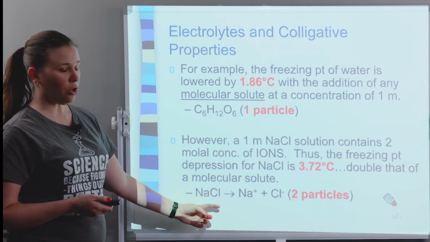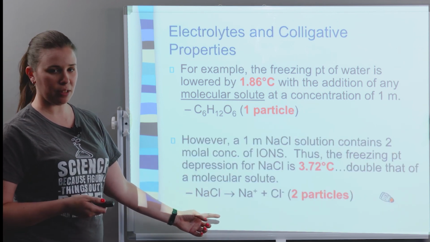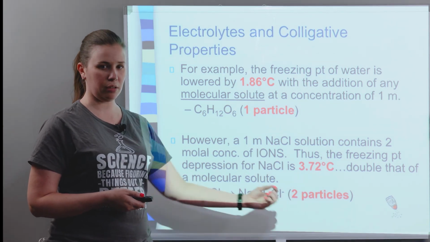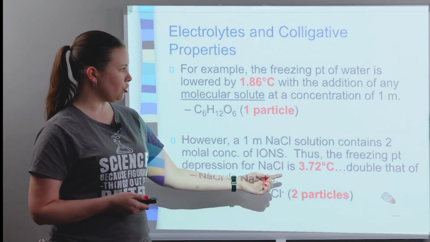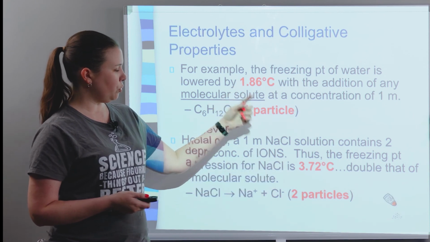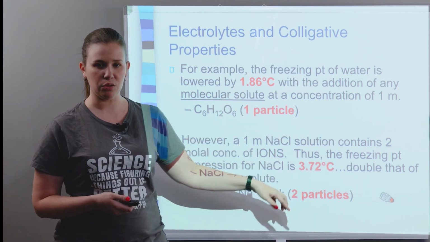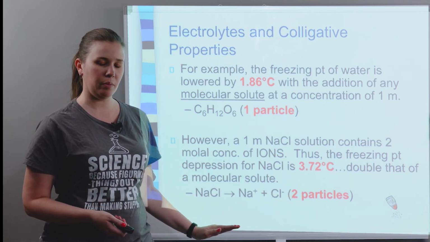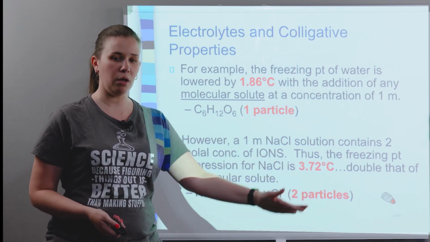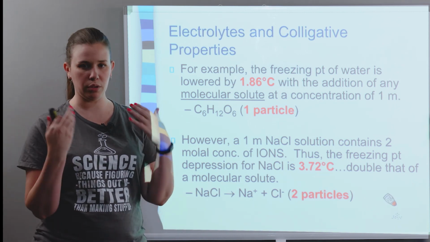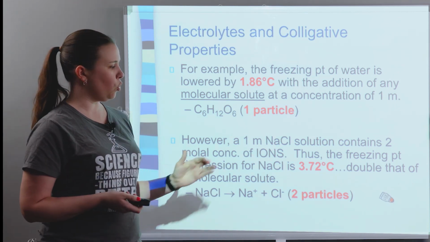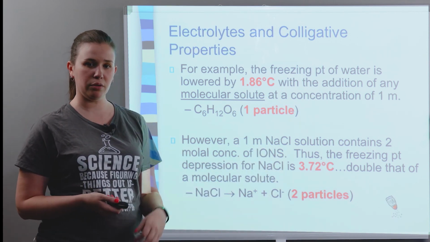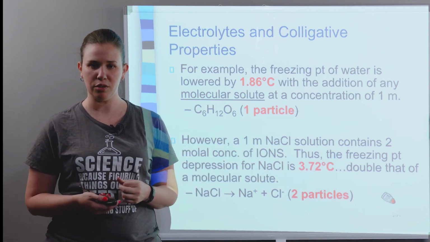If I used salt, NaCl, as my compound instead, which would break up into 2 separate particles, the sodium ion and the chloride ion, I would have essentially doubled the effect. So 1.86 would double to 3.72. I would have twice the effect on the freezing point because I have twice as many particles pushing around the water molecules to lower their freezing point or raise their boiling point. More particles would just continue to be a multiplier. If I had 5 times the particles, I would have 5 times the effect on the freezing point.